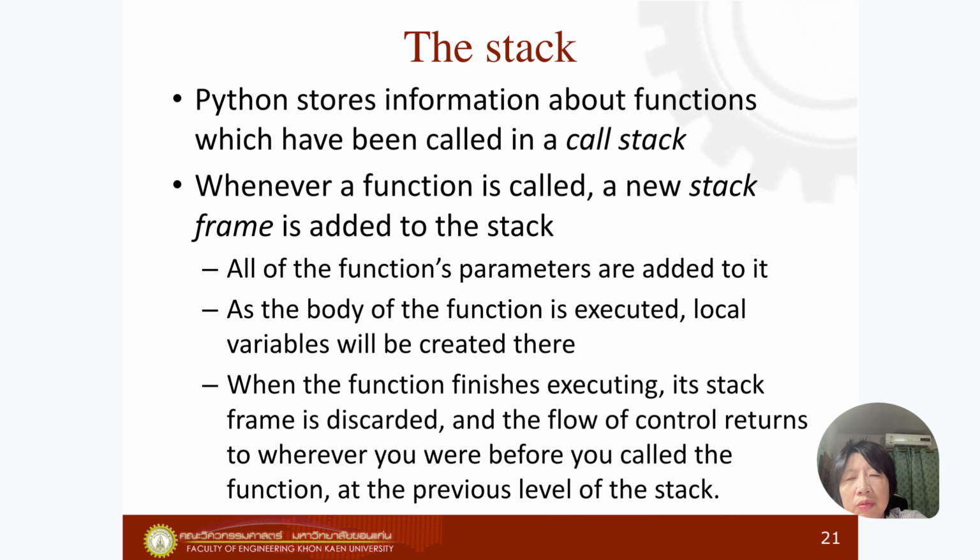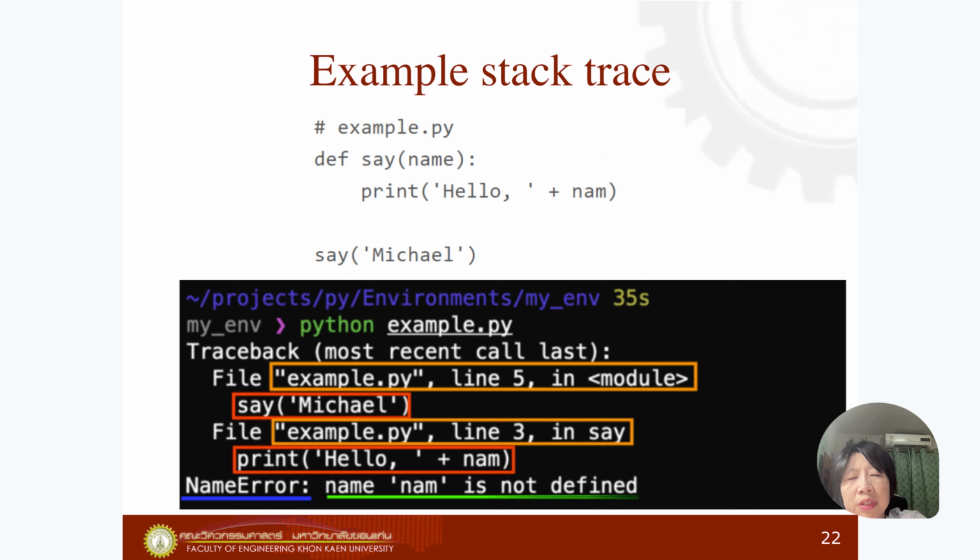Okay, next we're going to learn about the stack. Python stores information about functions which have been called in a call stack. Whenever a function is called, a new stack frame is added to the stack. All of the function parameters are added to it, and as the body of the function is executed, local variables will be created there. When the function finishes executing, its stack frame is discarded and the flow of control returns to wherever you were before you called the function, at the previous level of the stack.